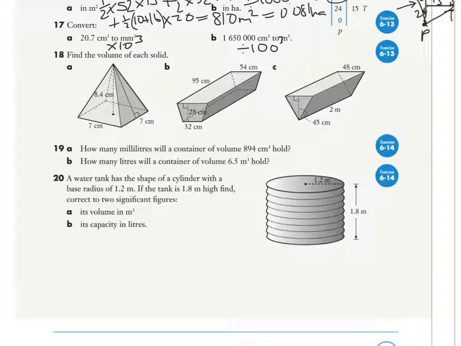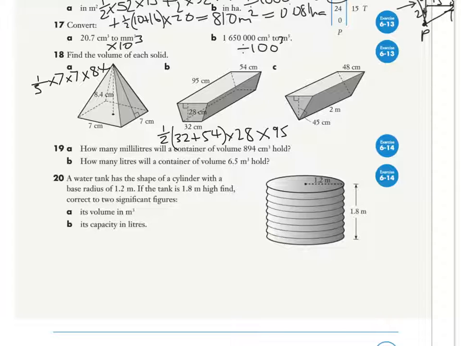Okay, the volume. Every pyramid will be, the volume is 1/3 times the area of the base, which is 7 by 7, times by 8.4, sorry. Okay, we have a trapezoidal prism, so the trapezium is half, 32 and 54, times by the height, so that is the area of the trapezium, and how far does that area go back? 95.